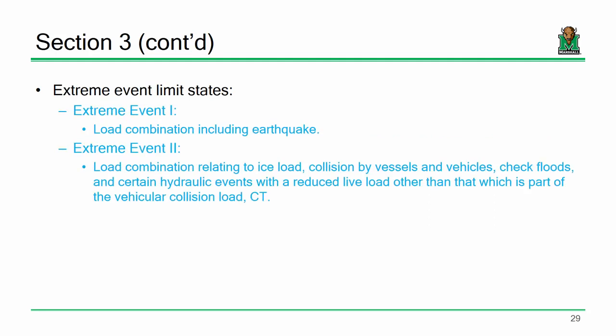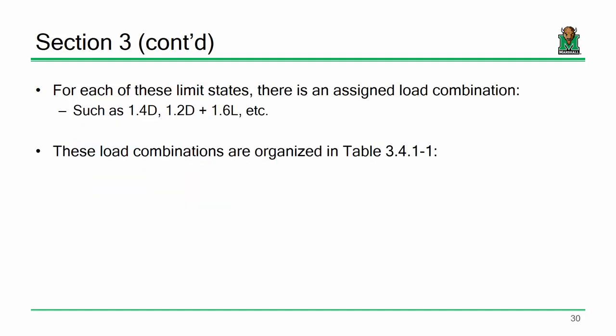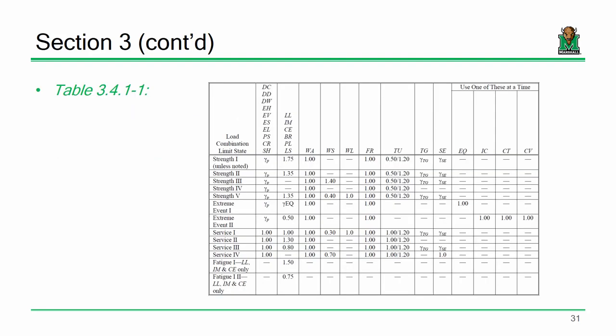All right. Extreme event one and two. One is your earthquake load and two is basically everything else. Now, what you all are used to, 1.4 dead, 1.2 dead plus 1.6 live, what have you. All these load combos in the spec, instead of laying them out in equations, they're laid out in this table. So you all should see a table in the spec that looks something about like this. Okay? So strength one, strength two, strength three, and so on. Each of those are these load combos.